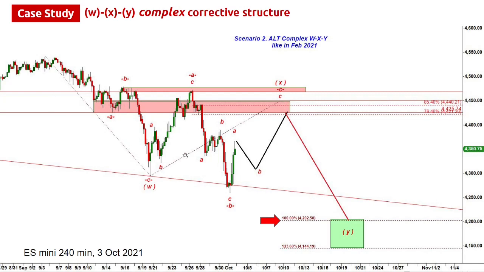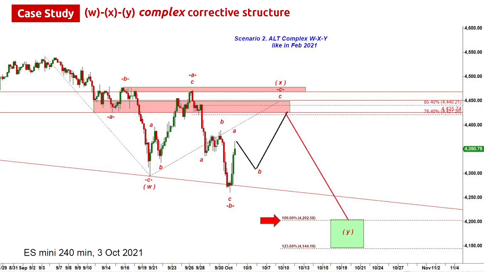First leg down, second leg up, and the third leg down. So that was a feasible scenario. That was scenario number 2. Remember, scenario number 1, pretty simple. We are tracking a corrective ABC down, and we expect one more push down in the microwave 5 of wave C.